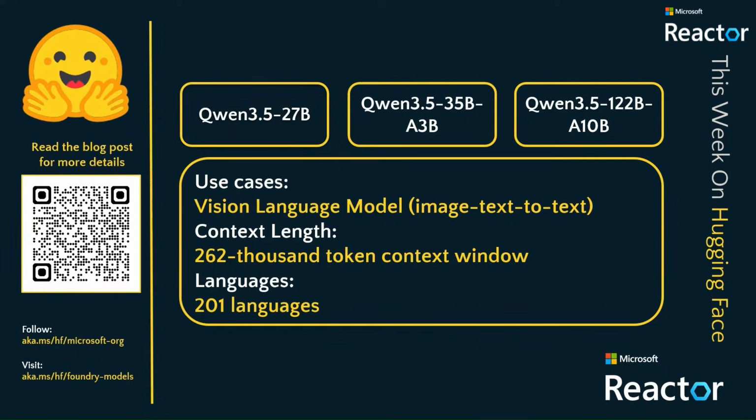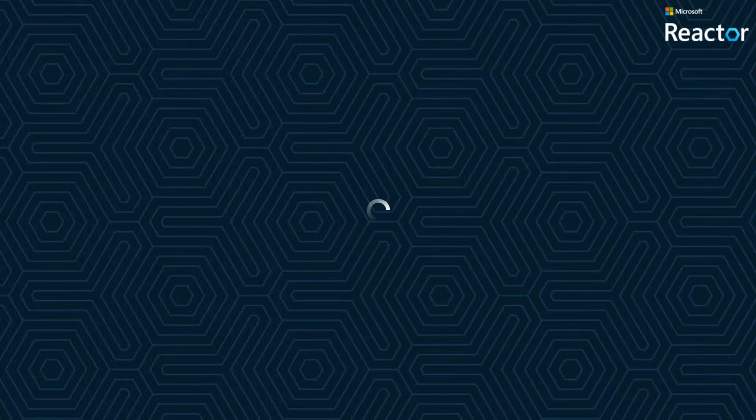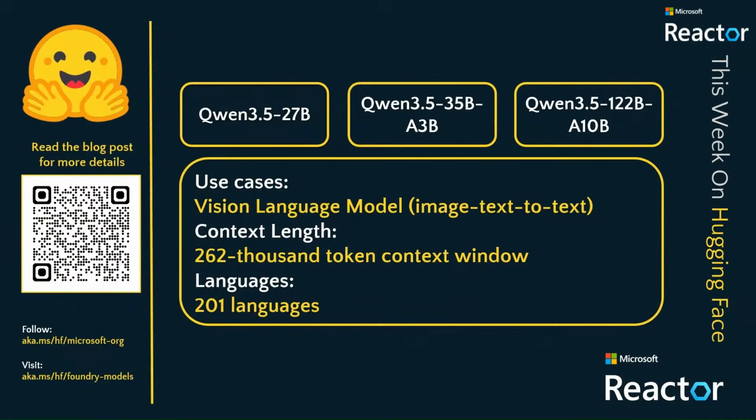So within the family, each model targets a different deployment need. Qwen 3.5 27 billion is the dense baseline activating all parameters every time. That predictability makes it ideal for latency sensitive real-time use like visual quality inspection in manufacturing. Qwen 3.5 35 billion A3B is the throughput optimized option. It uses a mixture of experts design with only 3 billion active parameters per token, making it a strong fit for high volume document analysis such as contract review pipelines.